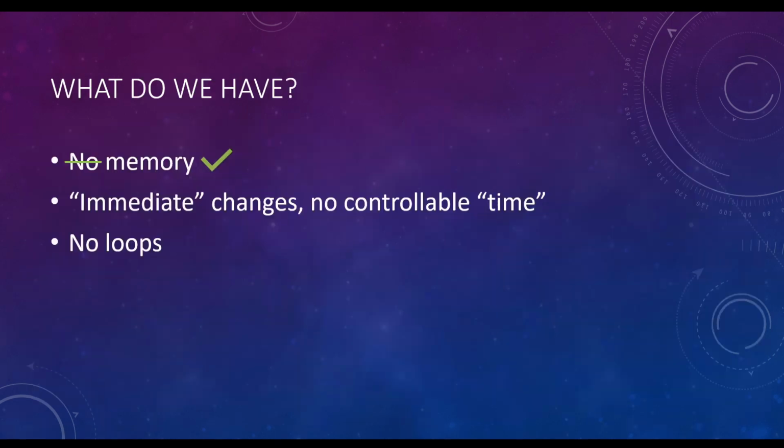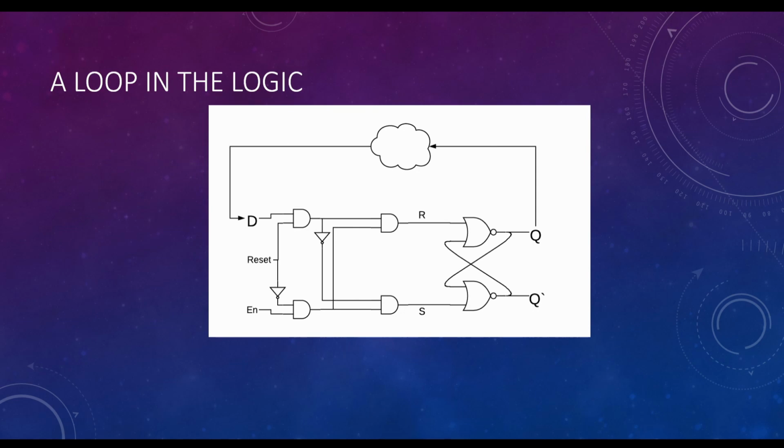So let's see what we have now. With our D latch, we have the notion of memory. We have mitigated the immediate changes, but not fully solved it, and I'll show you shortly why. And we still have a problem with loops. And let's see why. If I have this system here, you can see that there is a loop from the output of the latch through some combinatorial logic cloud and back into the input of the latch.